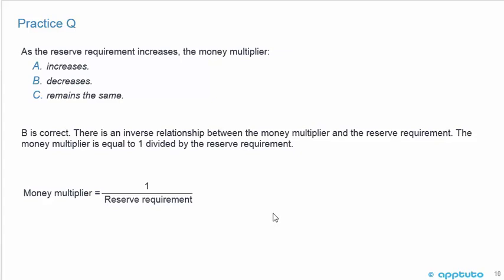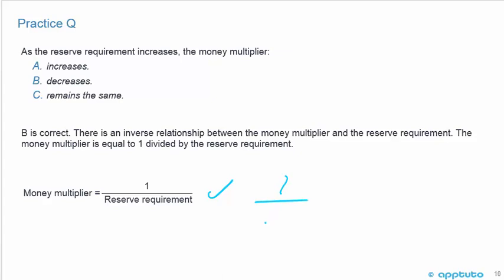As the reserve requirement increases, the money multiplier decreases. There is an inverse relationship between the money multiplier and the reserve requirement. The money multiplier is equal to 1 divided by the reserve requirement, which we've got here. So again, just do it.